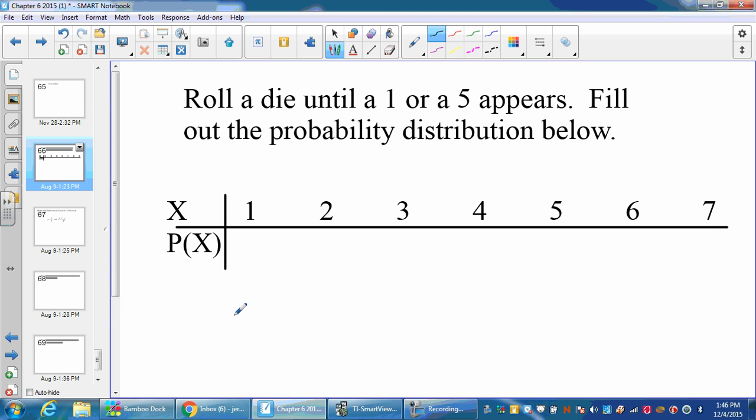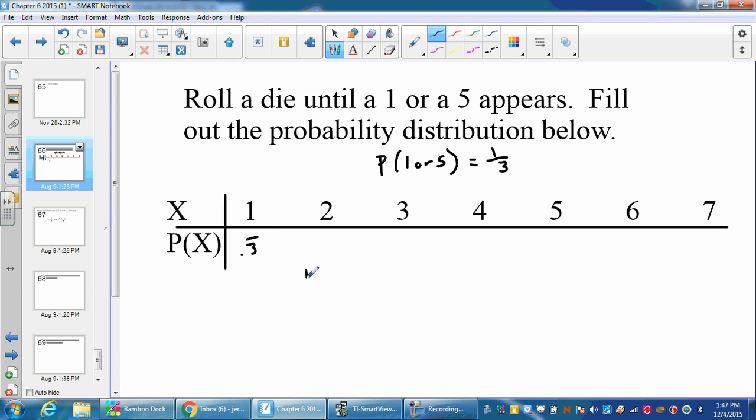Hello. Now we're going to roll a die again, and we're going to roll a die until a 1 or a 5 appears. So the first thing we've got to think about is what's the probability that you get a 1 or a 5? There are two values out of 6, so 2 out of 6 is 1/3. So there's a 1/3 probability that you get that. So on the first one, that's going to be 0.3 repeating.